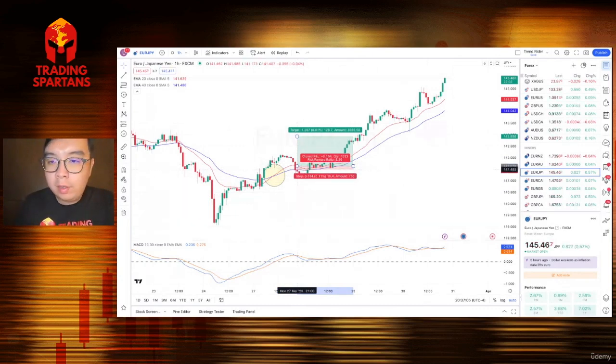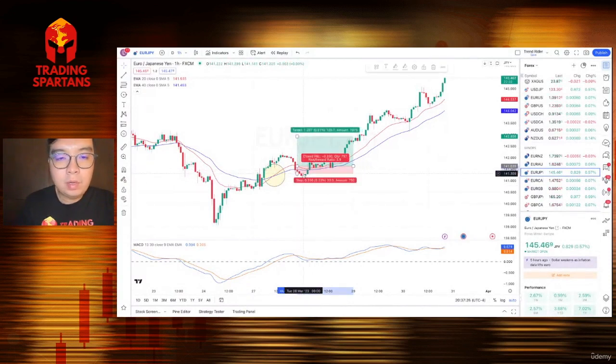So over here, 141.485. Okay, the EMA 40 line. So around 141.485 minus 15 pips, which is 330. 330 here. Yeah, so for this trade, actually, we hit stop loss because it was too tight and price retraced too heavily, right? So yeah, this trade hit stop loss.